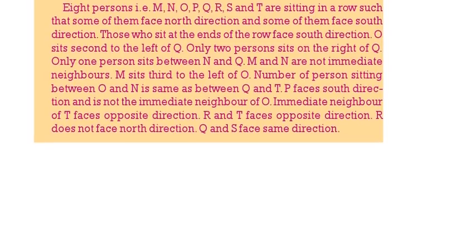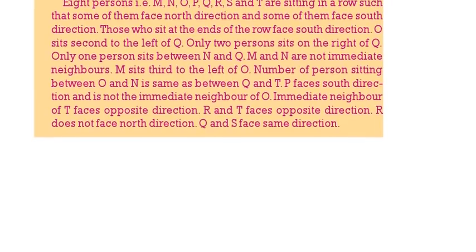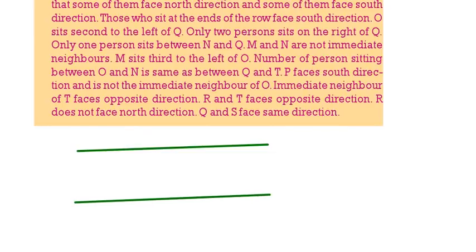Now this is the puzzle. So there are totally 8 persons: M, N, O, P, Q, R, S, T. Now all of you draw 2 lines. So we will try to do this in 2 possibilities. You divide each one into 8 parts: 2, 3, 4, 5, 6, 7, 8.